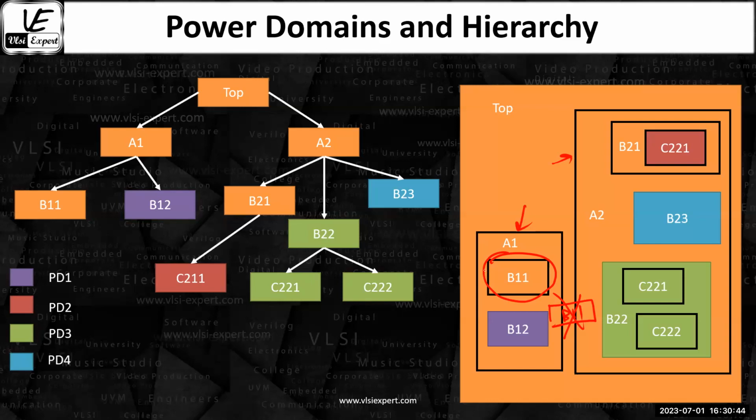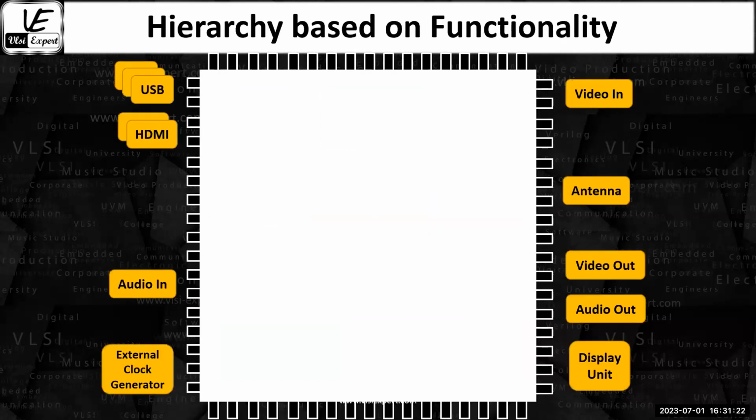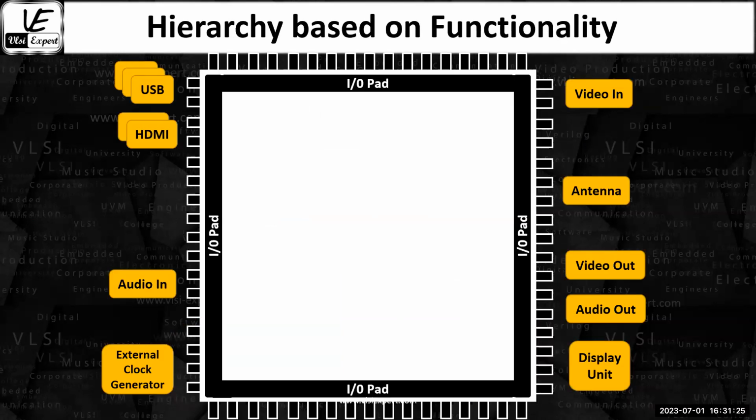Now, from a voltage point of view, power point of view, or clock point of view, whatever hierarchy we create, we can have a different structure. Here B12 is a different voltage domain, B23 is a different voltage domain, and this is another different voltage domain. So you can have any combination. This is in terms of voltage, that is, in terms of power. Then we have the concept of level shifters, which we will discuss later on.